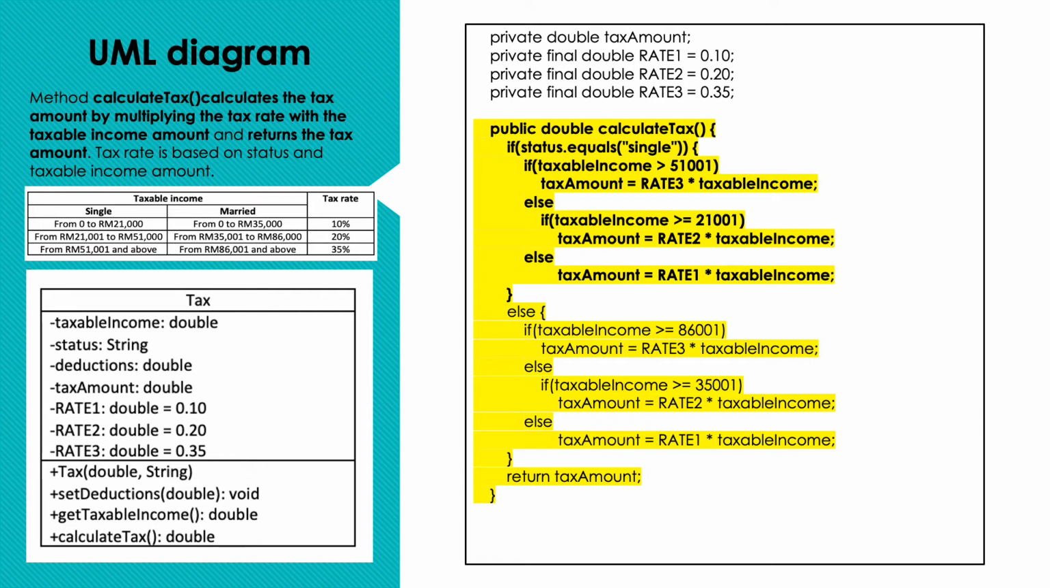So for this method, you can see an example of how to write it. You can have public double calculateTax, if status.equals("single"), and then if the taxable income is larger than 51001, then you calculate it by taxAmount equal to rate3 times taxableIncome. Else, you would multiply it with rate2, and then else you would multiply it with rate1. And then I have another else. So the other else refers to if the status is equal to married, then it will calculate it differently.